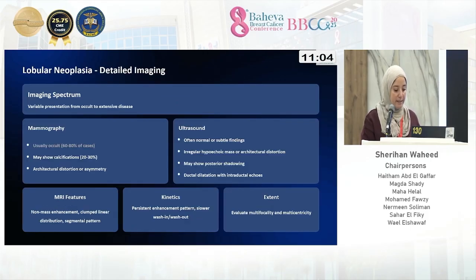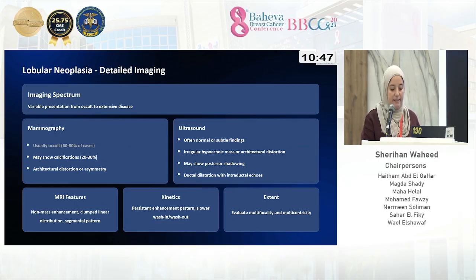They have a variable presentation from occult to extensive disease, with occult presentation being the commonest, representing around 60 to 80% of the cases. They may show calcifications or architectural distortions. The lobular neoplasia is often labeled the surprise B3 lesion.